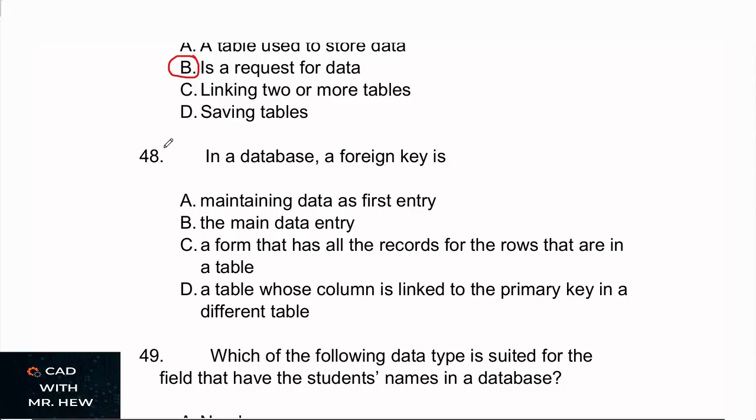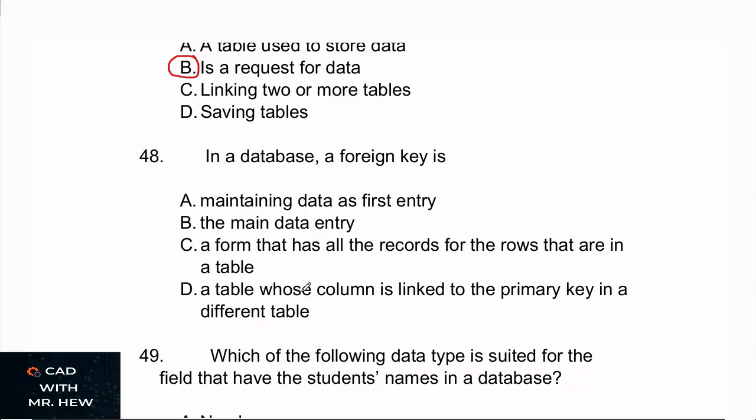Okay, question 48. In a database, a foreign key is A, maintaining data as first entry. B, the main data entry. C, a form that has all the records for the rows that are in the table.